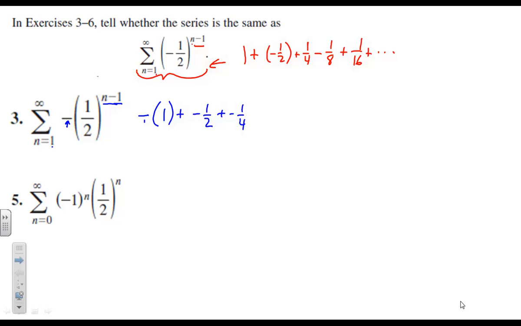You can see by the inclusion of all those negatives that this one is different than our first given series. Well, what about in problem number 5?